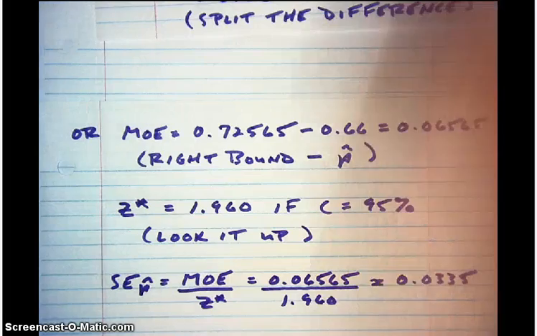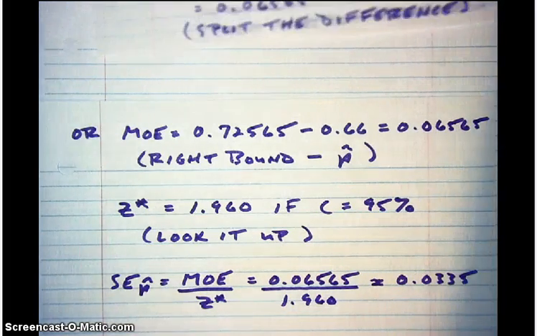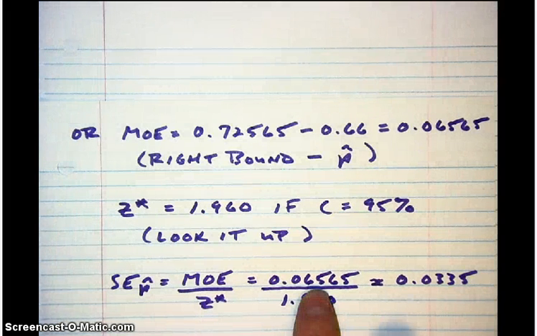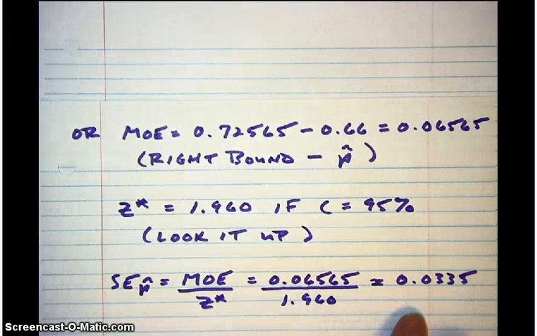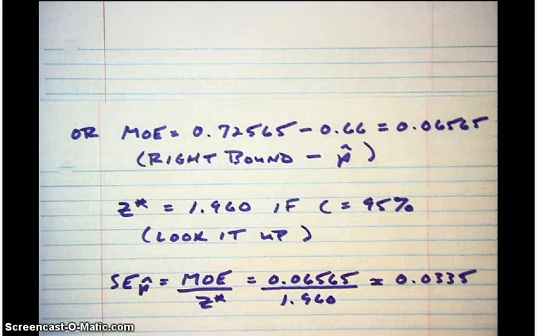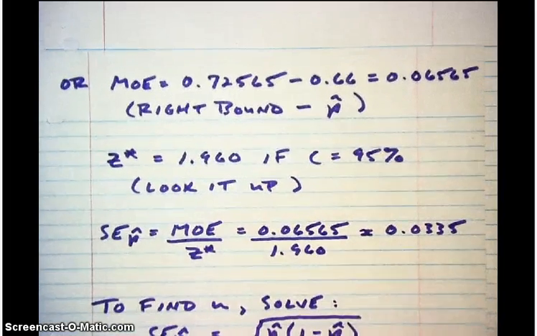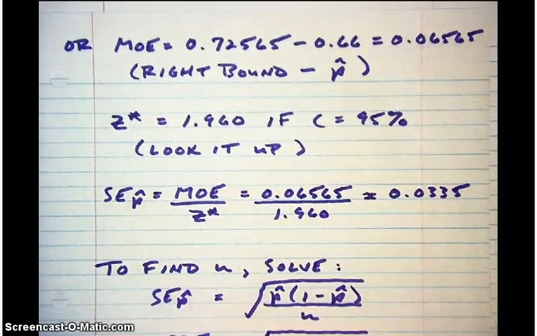If you want to find the standard error of p hat, that is the margin of error divided by the z star. So you take the margin of error that we just calculated and the z star that we just found and divide. You get 0.0335 for that standard error. And then there's one other thing you can find, the sample size, n. And all you have to do is solve this equation.